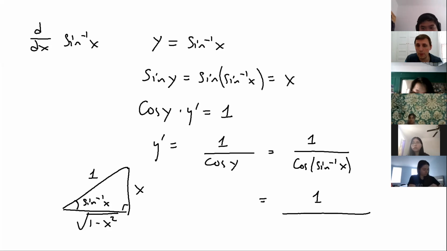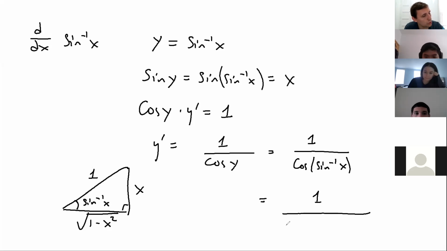Adjacent over hypotenuse. You memorize this who knows how many times. So you take adjacent over hypotenuse. So what is cosine of this angle? Adjacent is this, hypotenuse is 1. So it will be root of 1 minus x squared. Yes? So that's how I get root of 1 minus x squared here.